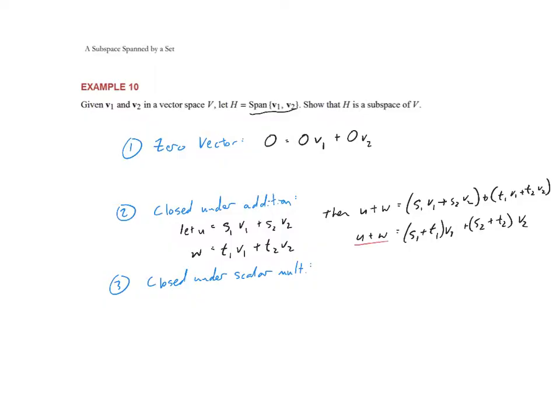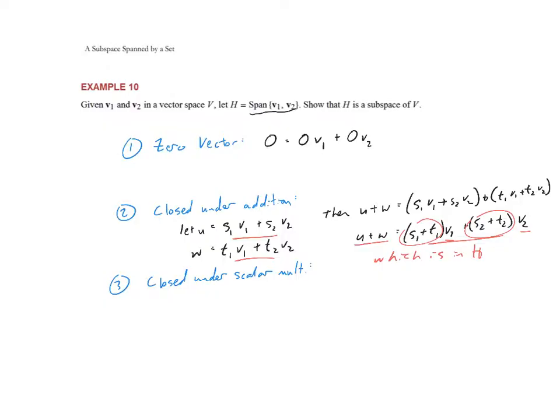Well, I've added two vectors that look like they're in H, and I've produced a vector that looks like it's in H, right? s1 plus t1 is my scalar times v1. s2 plus t2 is my scalar times v2. So I'll say which is in H. That sum is in my space H. Okay, so we've got closed under addition.